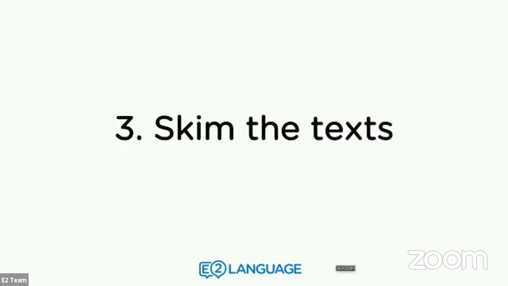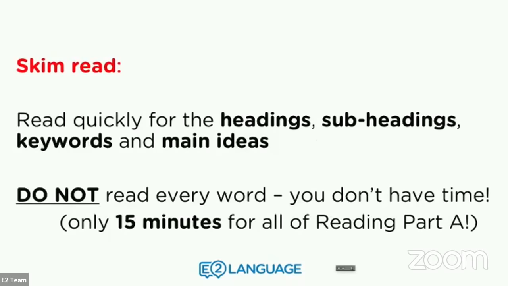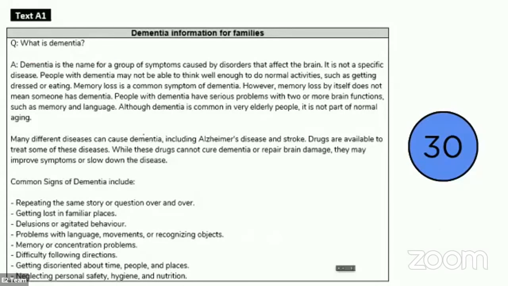You look at titles, you look at headings, you look at subheadings, you look at keywords to get the main idea of what this thing is about, okay? That's what you'll need to do for about 1 minute on test day. So to skim read, we need to read quickly for the headings, the subheadings, the keywords, and the main ideas. Do not read every word. You don't have time. Remember, you only have 15 minutes for all of reading part A. Give you 30 seconds. I want you to skim read for headings, subheadings, keywords, main ideas.